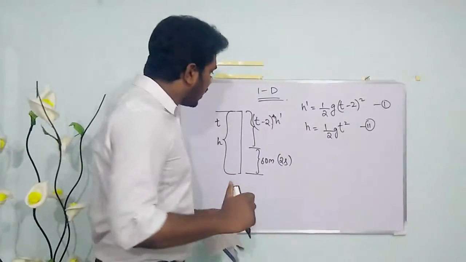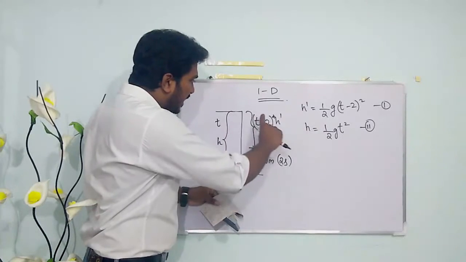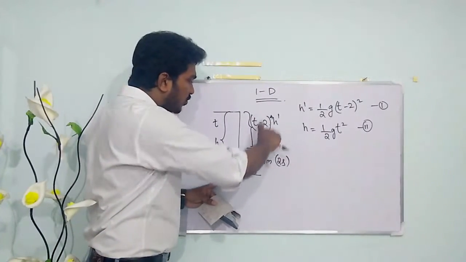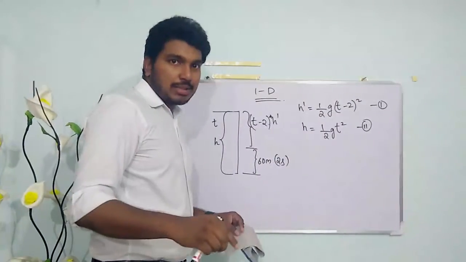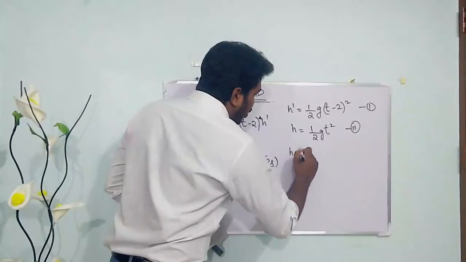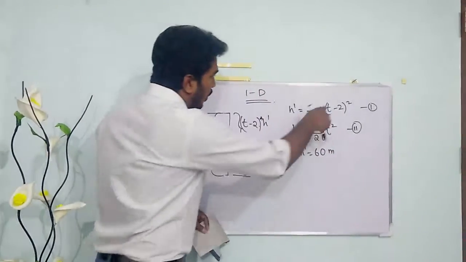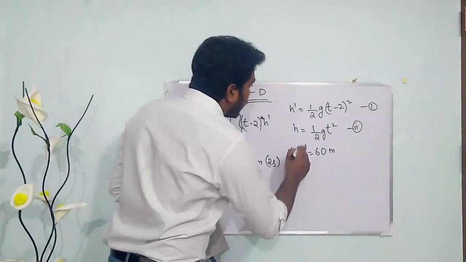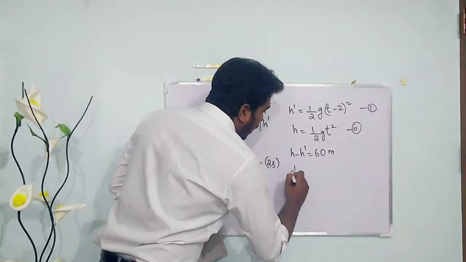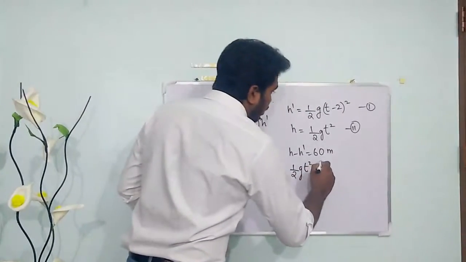Now in the question it is given, and from the figure itself it is very clear, that h minus h dash will be equal to what? 60 meter. Clear? H minus h dash will be equal to 60 meter. So from equation 1 and 2 we can write what is h dash and h. H is half g t square minus what is h dash.